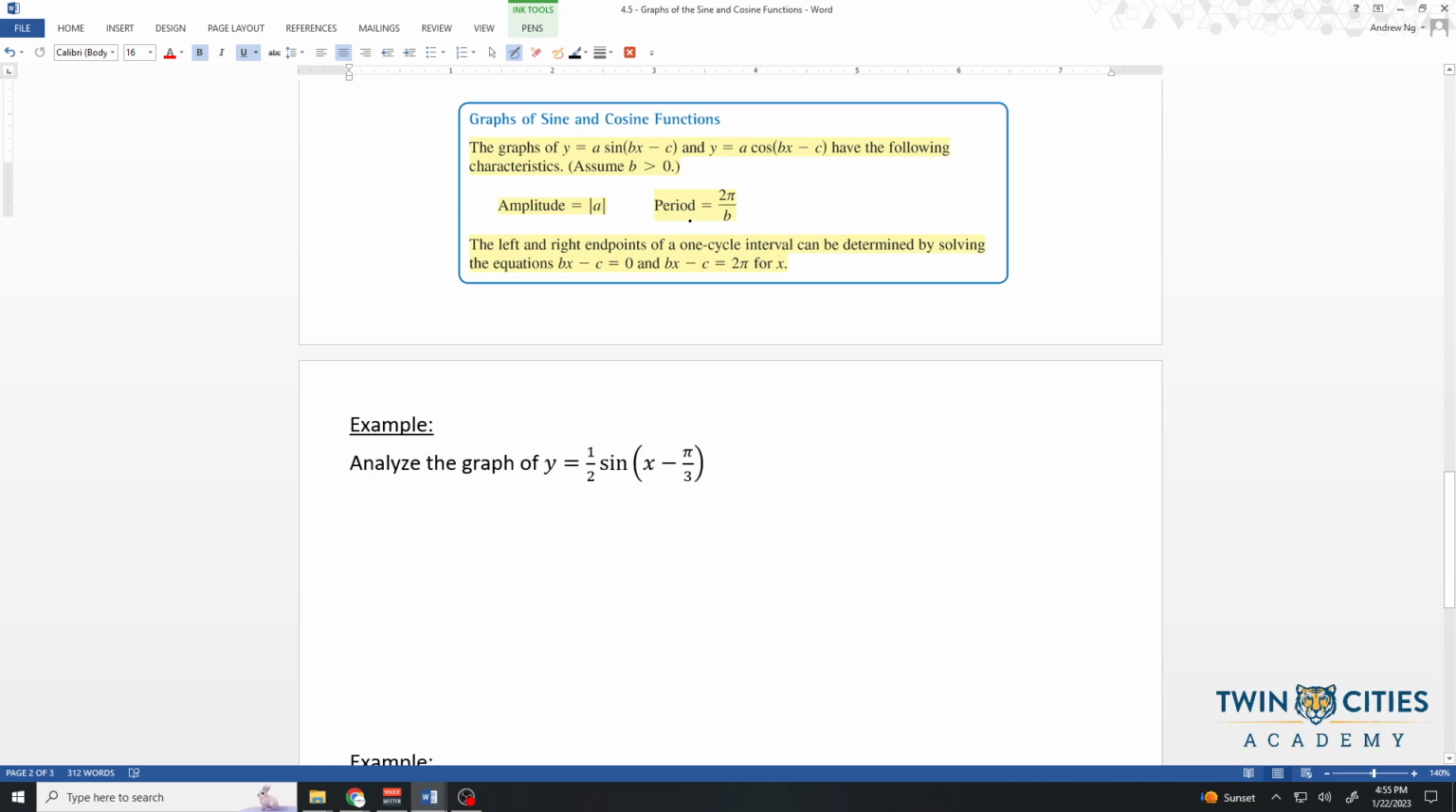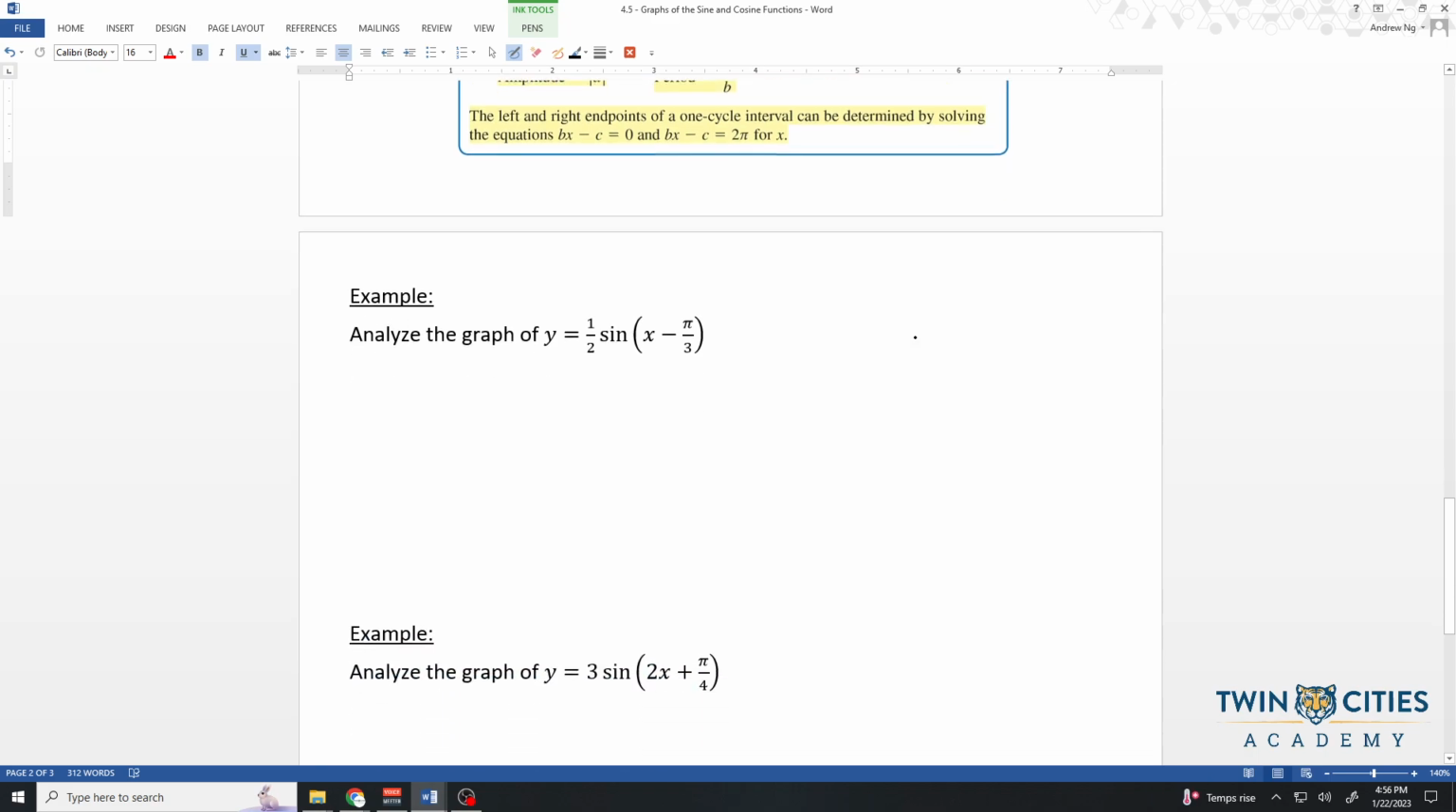I want you to be able to figure out how long it takes for us to get back to the starting point, where the graph is going to start repeating itself. The left and right endpoints of one cycle, or one period interval, can be determined by solving the equations bx minus c equals 0 and bx minus c equals 2 pi. So I've got 3 examples for us to do today.